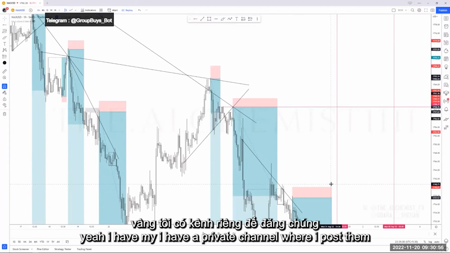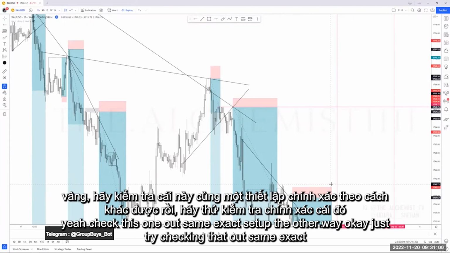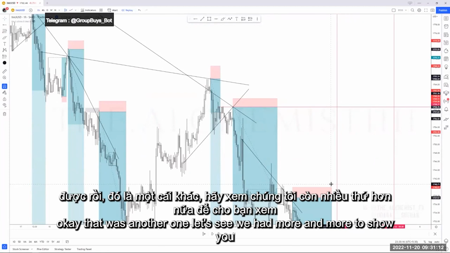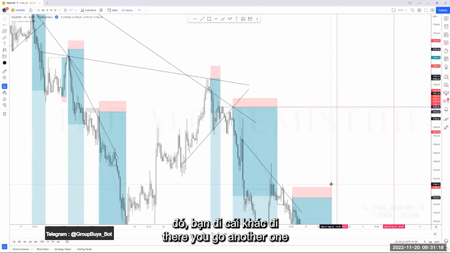I have a private channel where I post them. Check this one out. Same exact setup the other way. Just try checking that out. Same exact setup the other way on GBP. Can you see the two trend lines? Taps and then it starts to go up. Okay, that was another one. Let's see, we had more. Let me show you.